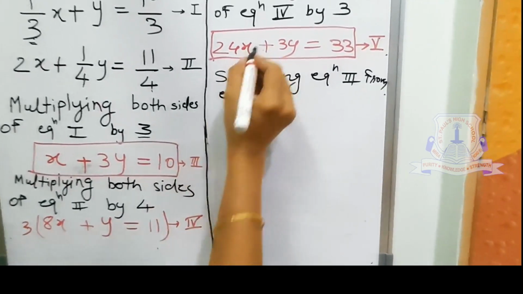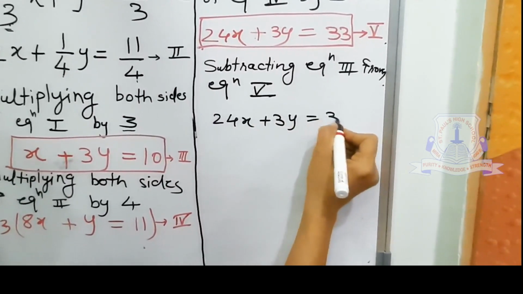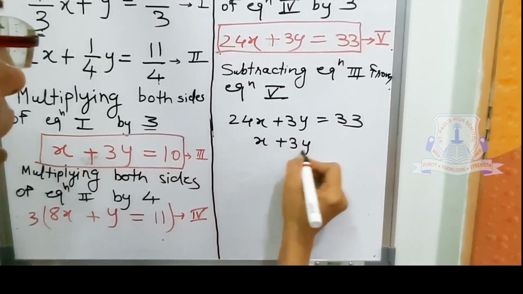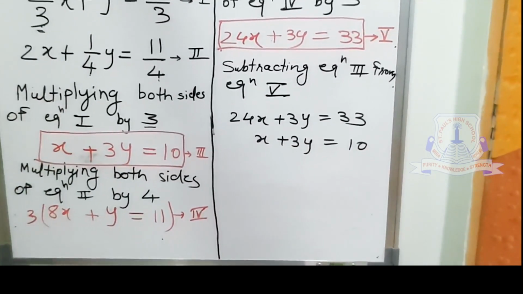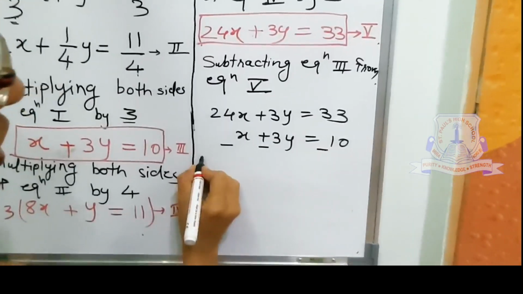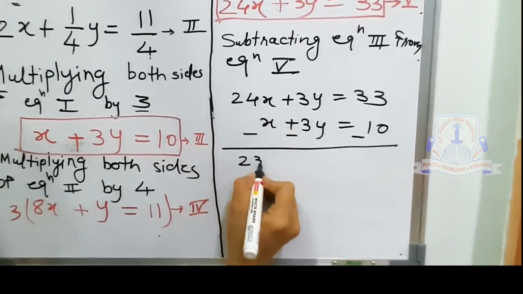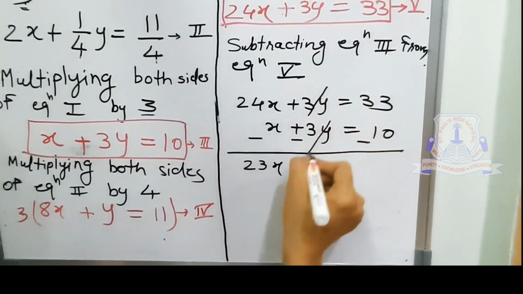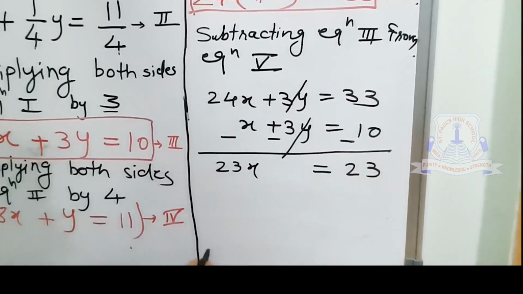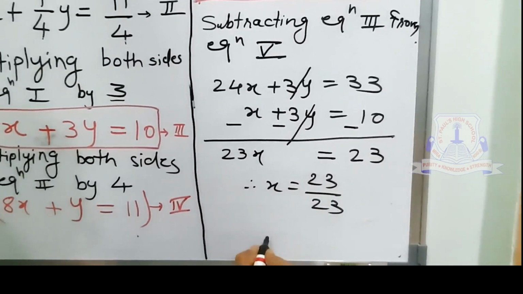So I have to write equation number 5, 24x plus 3y equal to 33. Equation number 3, x plus 3y equal to 10. As we are doing subtraction, we need to change sign for each term of equation 3. So 24 minus 1, 23x. 3y and minus 3y will get cancelled. 33 minus 10, 23. Therefore, x is 23 divided by 23.